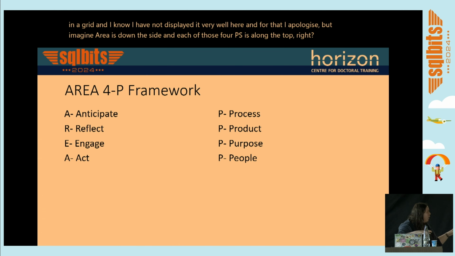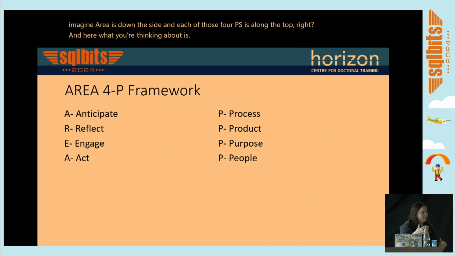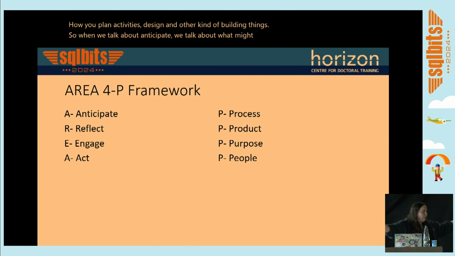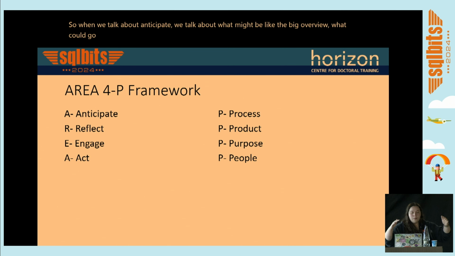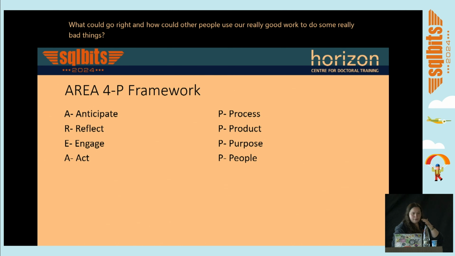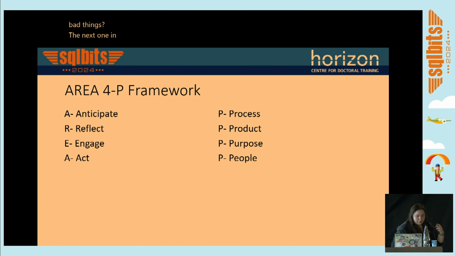Here, what you're thinking about is how you plan activities, design, and other kind of building things. So when we talk about anticipate, we talk about what might be, like, the big overview, what could go wrong, what could go right, and how could other people use our really good work to do some really bad things. The next one in that is reflect. So you're looking at purposes, motivations, and other implications of the research that don't quite come under anticipate.